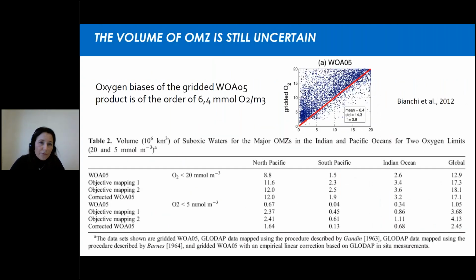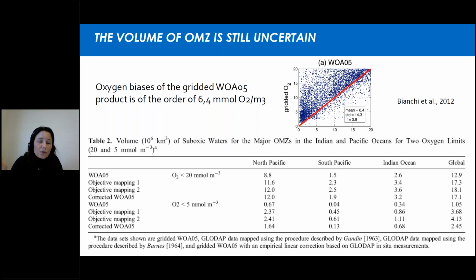So the volume of oxygen minimum zones is still uncertain. This is very difficult to estimate for the reason that I have just given to you. It is because you need a very high accuracy concentration estimation. And so this paper by Bianchi et al. in 2016 shows the bias that you can have from the World Ocean Climatology. This is the World Ocean Climatology 2005, in the abscissa, and the reference observations that have been collected in oxygen minimum zones. And in some regions, this difference can be as high as 6.4 millimole of oxygen per cubic meter.